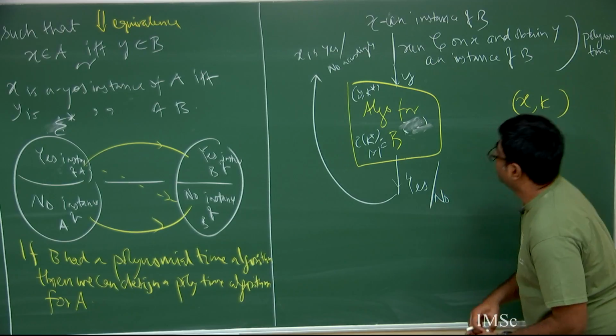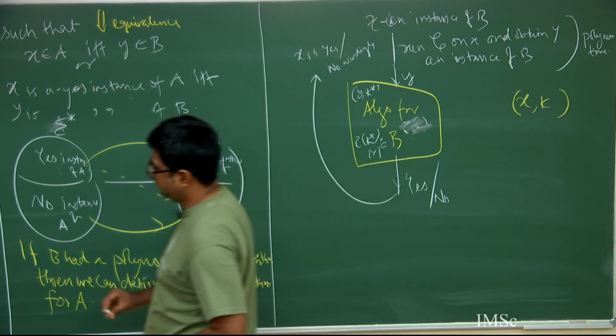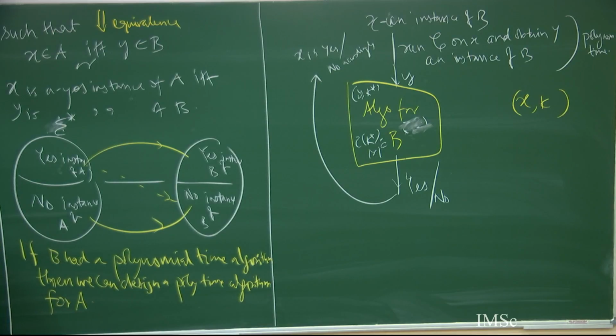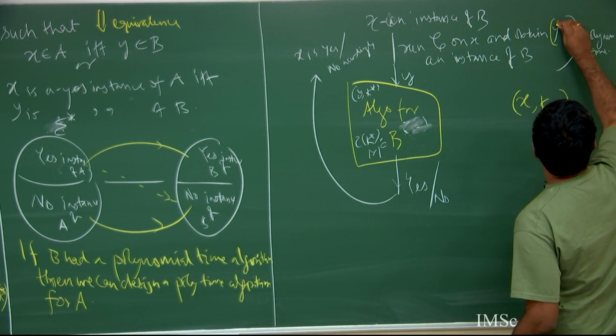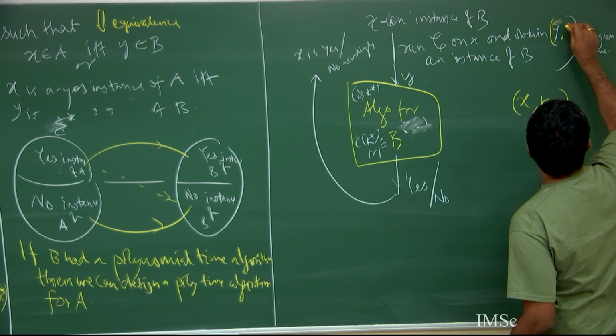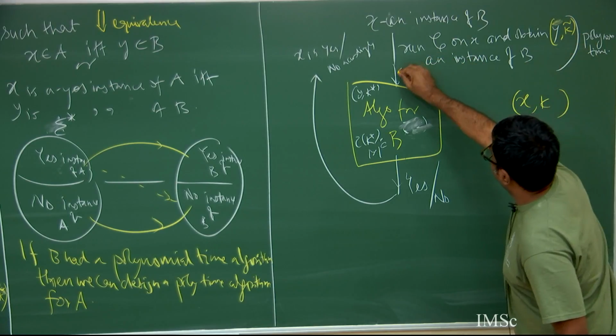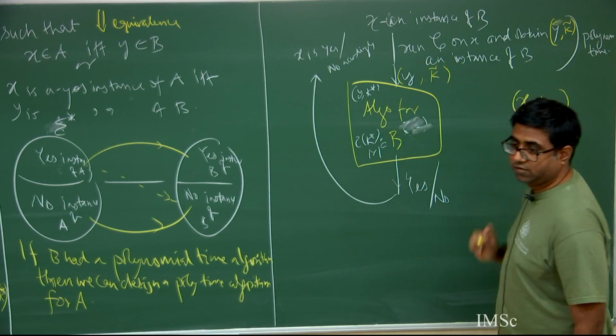Now what we would like is an algorithm which takes an instance (x, k) of A and outputs an instance (y, k tilde) of B. Okay, fine, we obtain (y, k tilde), and I would like to run the algorithm for B on it, with this much running time.